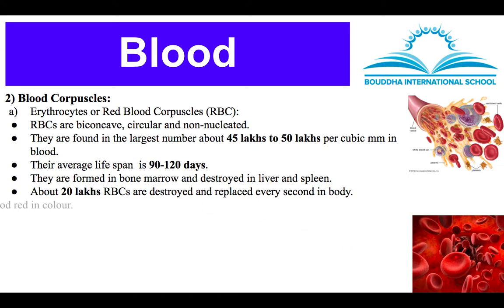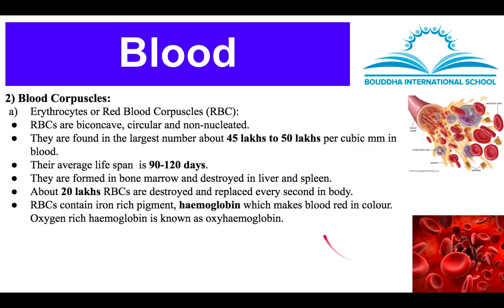And as I told you, why is our RBC red in color? Because of the pigment present in RBC known as hemoglobin. Hemo means iron and globin means protein. So RBC contains the pigment called hemoglobin, and because of hemoglobin, it makes blood red in color. Hemoglobin's main function is to carry oxygen, and when oxygen is combined with hemoglobin, it is known as oxyhemoglobin.